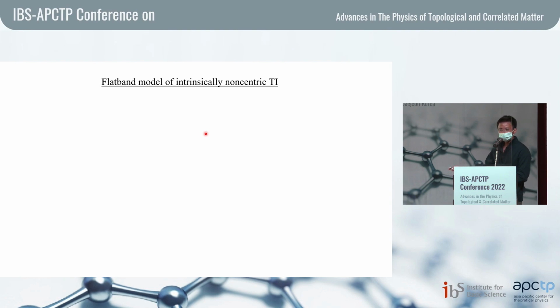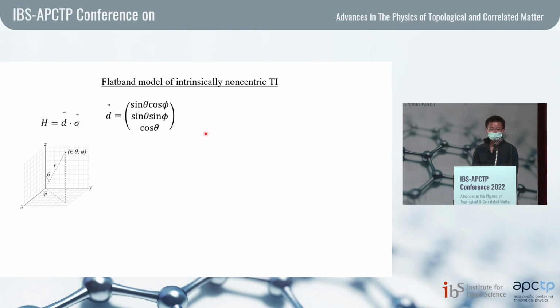So I'm going to offer a flat band model that realizes this. The model is actually quite simple to state. I can tell it to you in like two lines. It's a two-band model, so you can always express it as a dot product of a 3-vector with the 3-vector of Pauli matrices. But the 3-vector, I'm going to parameterize by spherical coordinates, theta being the polar angle and phi being the azimuthal angle.